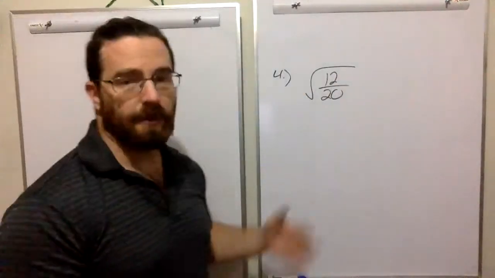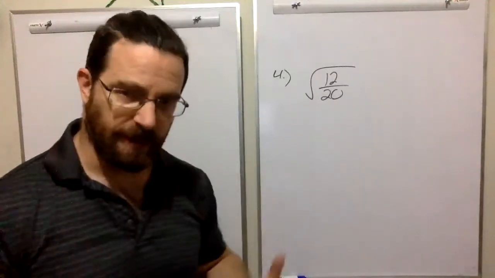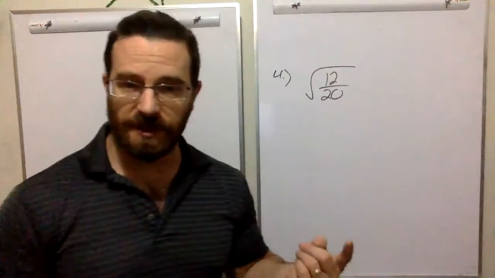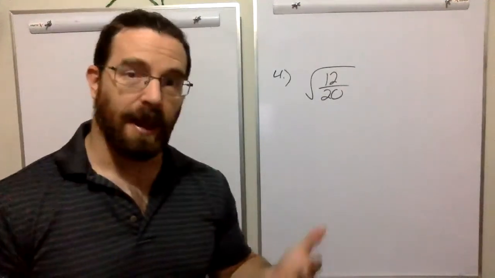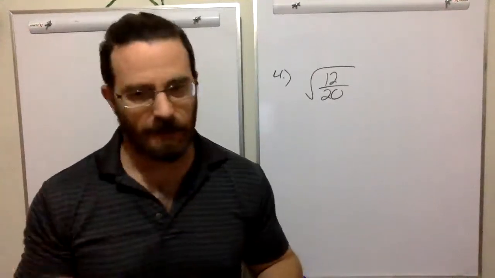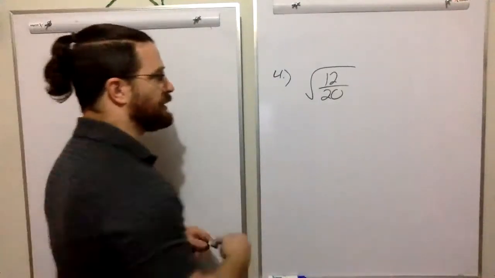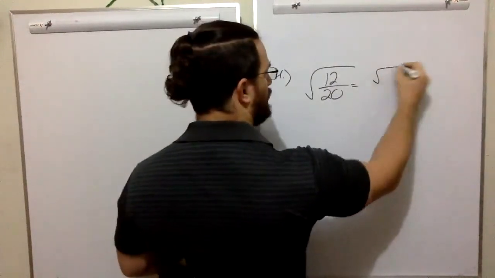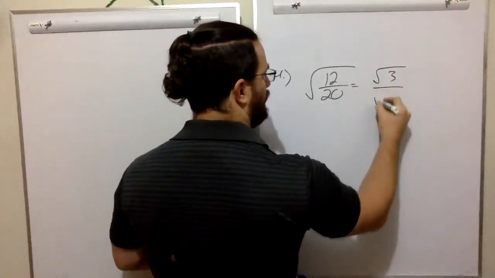So remember, when we're doing these, you want to be simplifying each step of the way. Simplifying again means reducing anything that can be reduced. And then if there are perfect squares inside the radicals, yank those guys out. So first, let's reduce. If I reduce, this is going to give me radical 3 over radical 5.